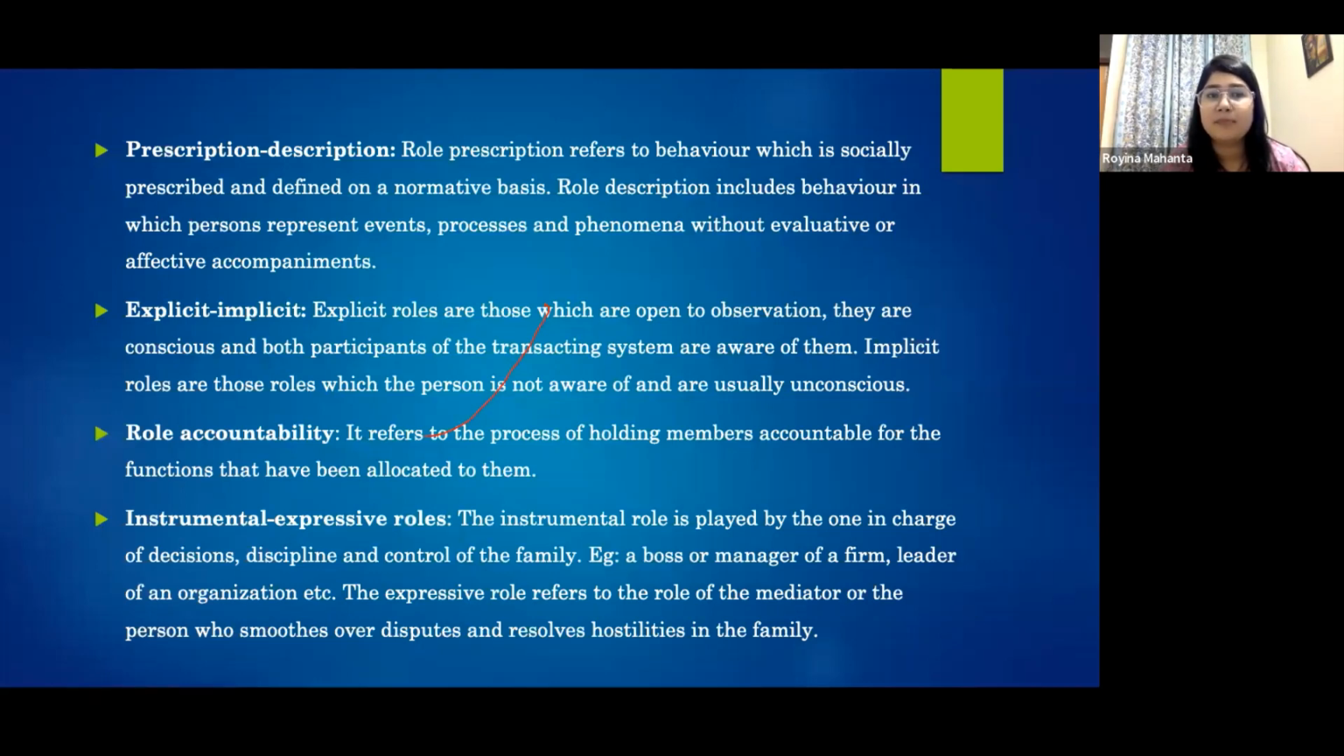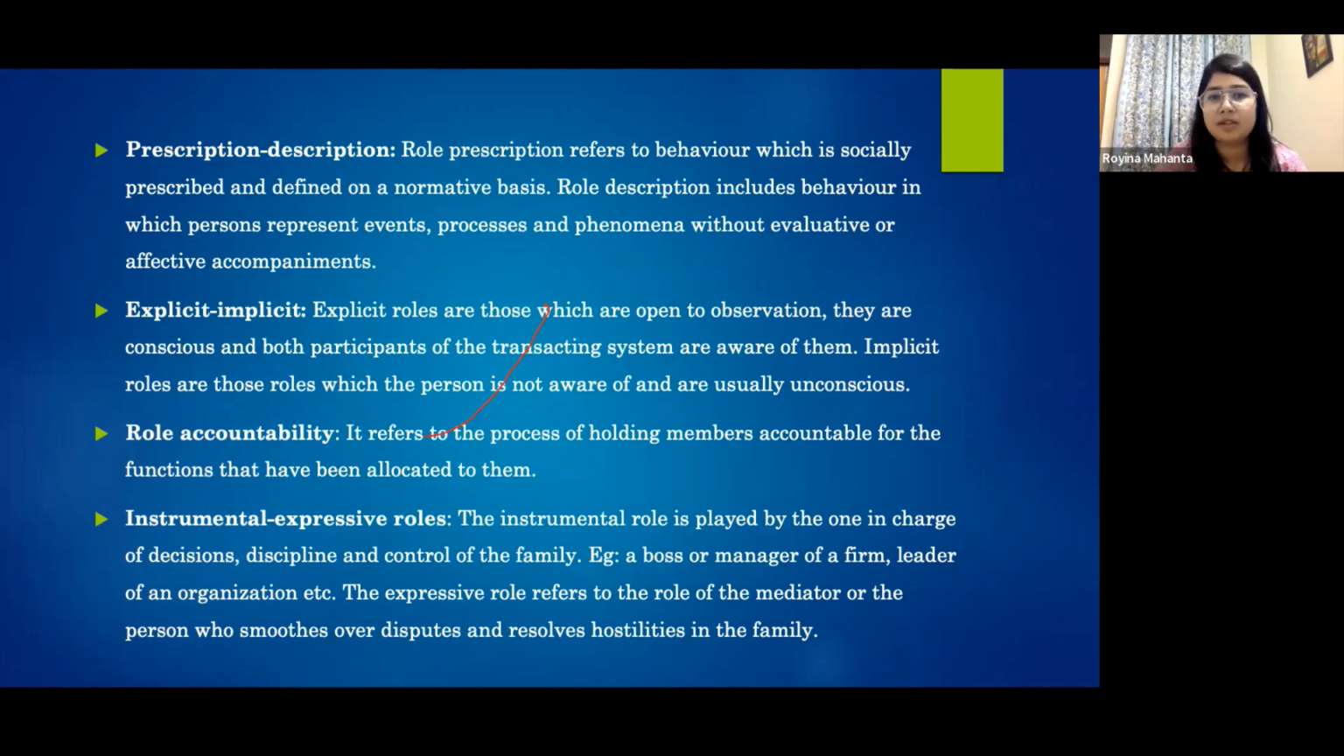That is, society prescribes what comprises what kind of a person would be called a good father, good husband, good son, good mother or daughter. So this is what is called role prescription. Role description includes behavior in which persons represent events, processes, and phenomena without evaluative or affective accompaniments. So role description is something very subjective. For example, what one particular husband expects from his wife may be different from what another person expects from his wife. The two people may not have the same expectations from their wives. So this is what description of role means.